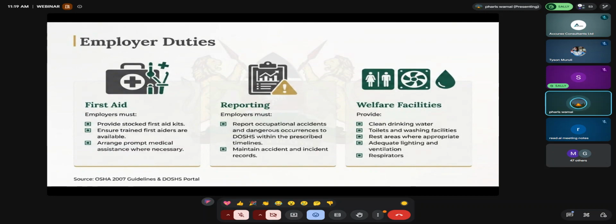Others include first aid. You're supposed to provide a first aid kit in every workplace, whether it is high risk or low risk potential. Reporting, we are going to talk about reporting in compliance. And lastly, welfare facilities in terms of clean washrooms, clean drinking water, rest areas, lighting, and ventilation.